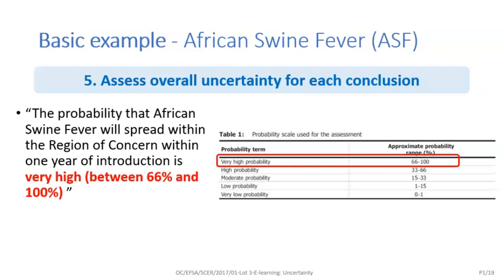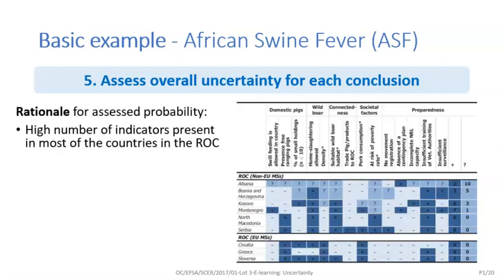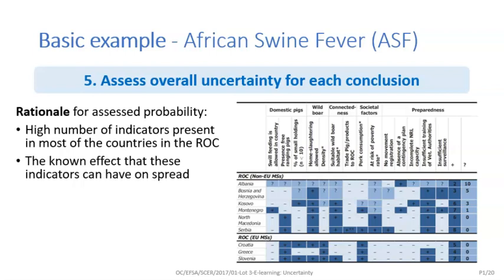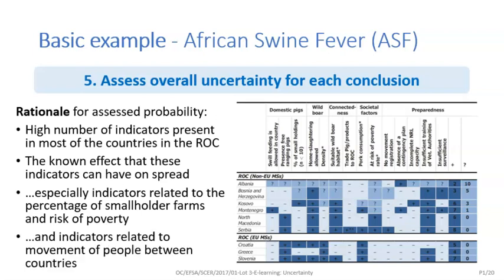They concluded that the probability of spread within 1 year of introduction is very high, between 66 and 100%. This was a consensus judgment of the working group, based on the evidence and uncertainties involved. The panel summarised the rationale for their judgment, including the high number of indicators present in most of the countries in the region of concern, and the known effect that these can have on spread, especially indicators related to the percentage of smallholder farms and the risk of poverty, and indicators related to movement of people between countries.